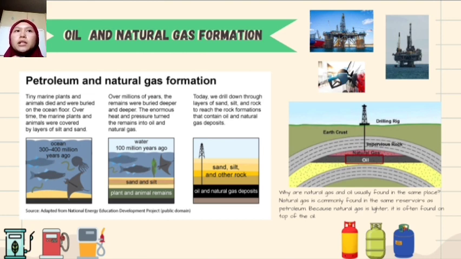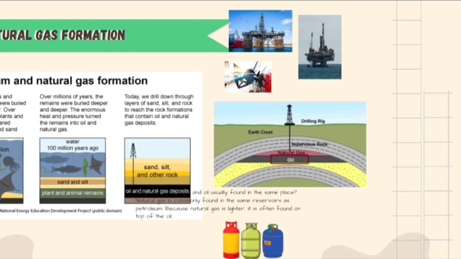Oil and natural gas formation. Tiny marine plants and animals died and were buried on the ocean floor. Over time, the marine plants and animals were covered by layers of silt and sand. Over millions of years, the remains were buried deeper and deeper. The enormous heat and pressure turned the remains into oil and natural gas. Today, we drill down through layers of sand, silt and rock to reach the rock formations that contain oil and natural gas deposits. The reason why natural gas and oil are usually found in the same place is that natural gas is lighter. It is often found on top of the oil.